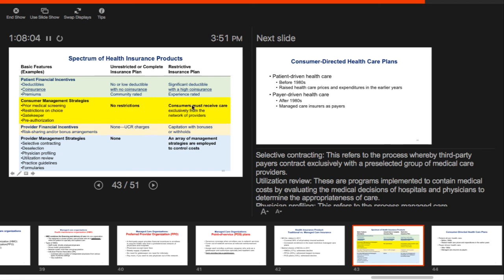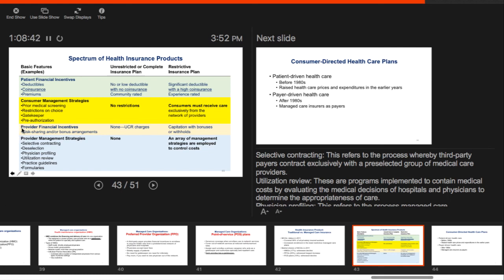But with the restrictive insurance plans, consumers or patients must receive permission. In most cases, if they have a gatekeeper, they need referrals. And in some cases, they have to choose their providers from the networks. Even in a PPO, you have to use the physicians from the network, otherwise you have to pay more.